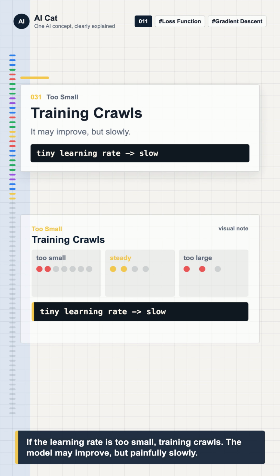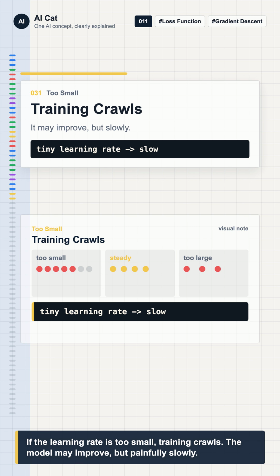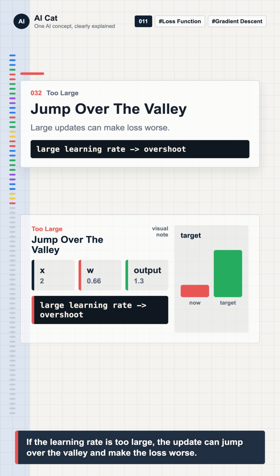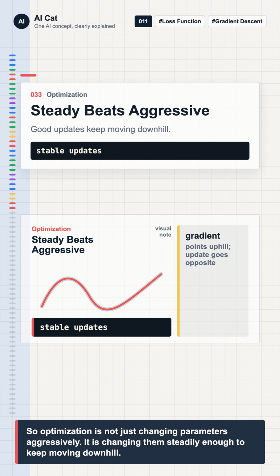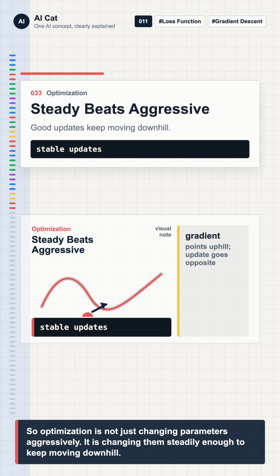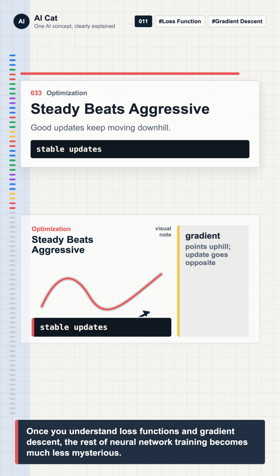If the learning rate is too small, training crawls. The model may improve, but painfully slowly. If the learning rate is too large, the update can jump over the valley and make the loss worse. So optimization is not just changing parameters aggressively, it is changing them steadily enough to keep moving downhill.